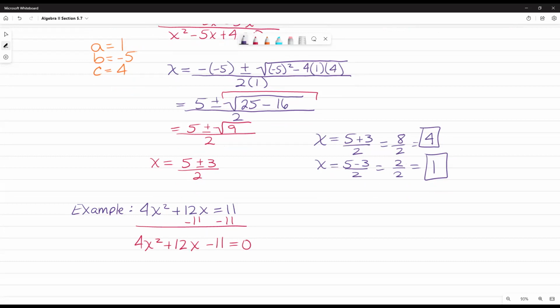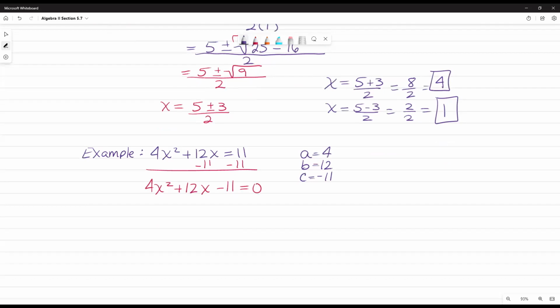Okay, so define your parts. No, we don't have to do anything else. You just have to define A, B, C, and then plug it into your quadratic formula. A equals 4. B equals 12. C equals negative 11. And C is negative 11. Exactly. So when I put that into my quadratic formula, x equals, what is this?